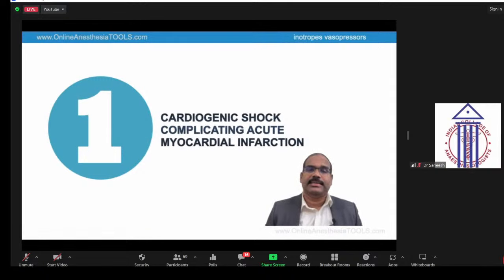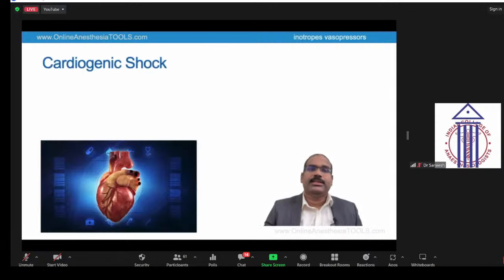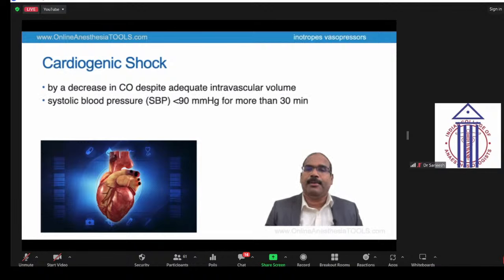The first scenario I would like to discuss is cardiogenic shock complicating myocardial infarction. Cardiogenic shock is a state of impaired end organ perfusion caused by a decrease in cardiac output despite adequate intravascular volume, and is usually associated with the following hemodynamic characteristics: systolic blood pressure less than 90 millimeters of mercury for more than 30 minutes in the absence of inotropic or vasopressor support, a reduction in the cardiac index to less than 1.8 liters per minute per meter square without support and less than 2.2 liters per minute per meter square with support, and elevated left ventricular filling pressures, or pulmonary capillary wedge pressure going above 18 millimeters of mercury.